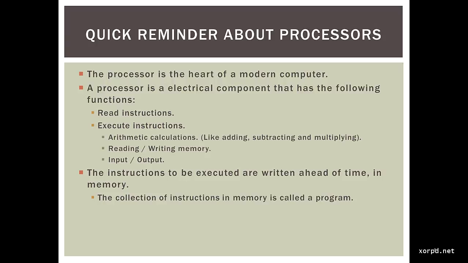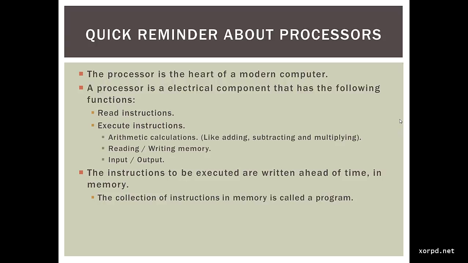The processor first reads an instruction and then it executes the instruction. It could be many things. Like said before, it could be some kind of arithmetic calculation. It might be reading or writing from or to memory, or it could be some kind of input or output. Like maybe the processor wants to communicate to some other components in the computer.